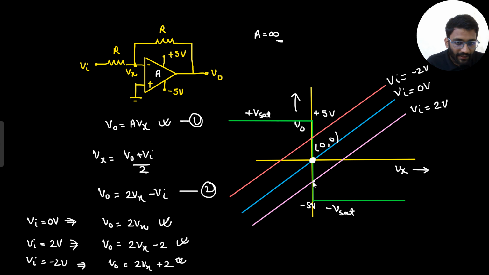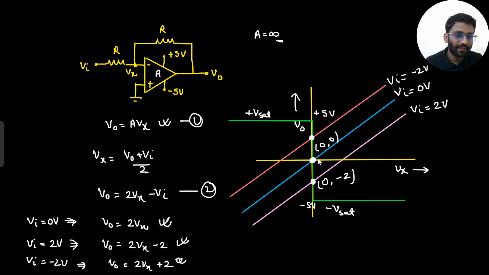Now where is my graph cutting? At this point, for V in equals 2 volt. For V in equals 2 volt, what is the value of Vx here? Again it is 0. Right? The value of Vx is again 0 here. What is the value of V0 here? We actually don't know, but that would be minus 2 volt.